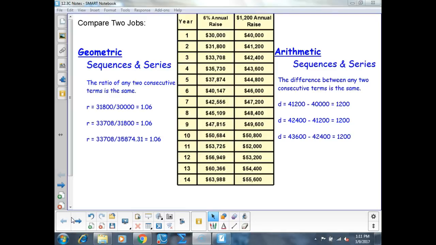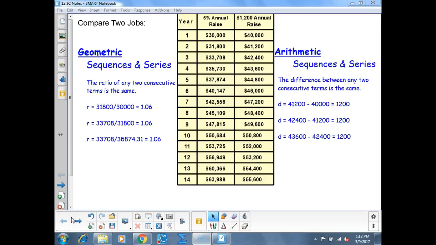Already not out in the workforce, you will be out in the workforce. Okay? And hopefully you come across some kind of an employment opportunity that will offer you raises. Okay? Raises are always good. There are a couple of different kinds of raises out there.